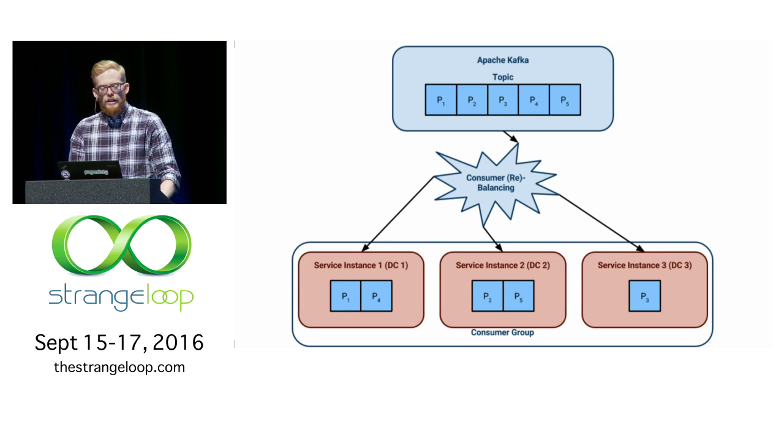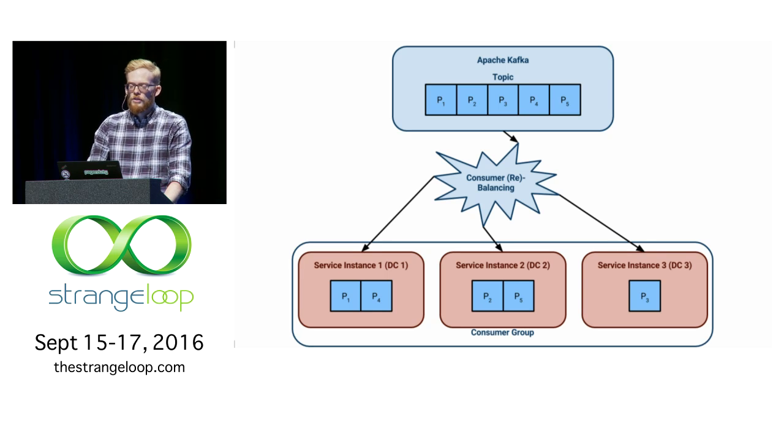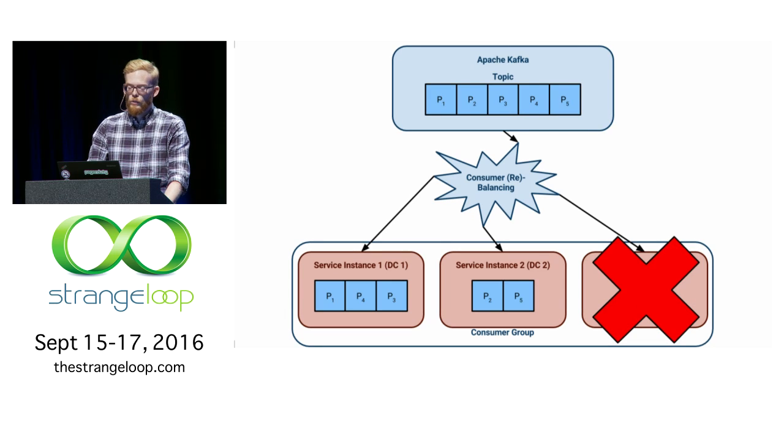So let's say we have 3 data centers and a service instance in each one. The topic partitions are evenly spread out across the service instances. And notice that in data center 3, the service instance is working partition 3. Well, and we lost data center 3. So Kafka will detect the failure of service instance 3 through that heartbeat mechanism, and it's going to reassign partition 3 to service instance 1. The system is going to continue to work.